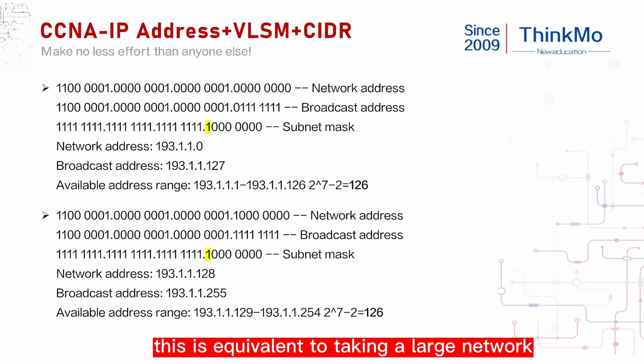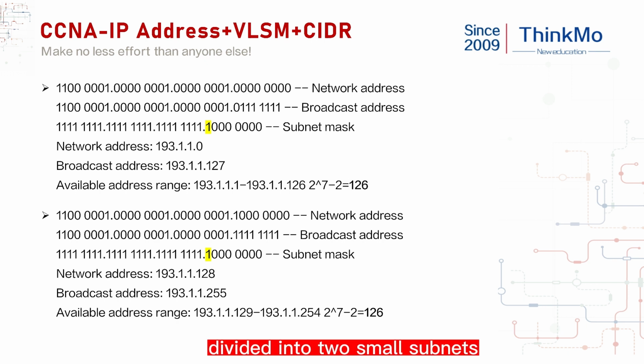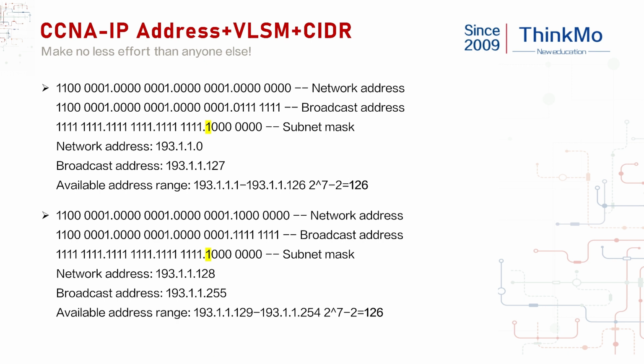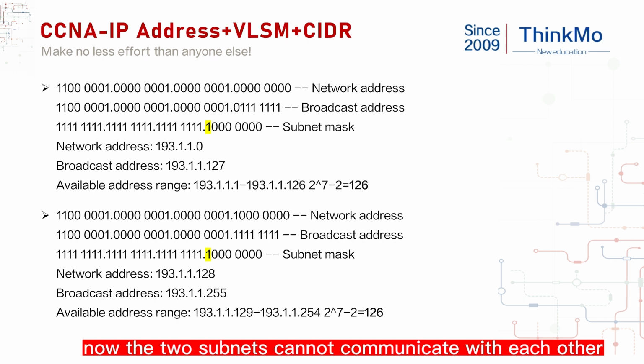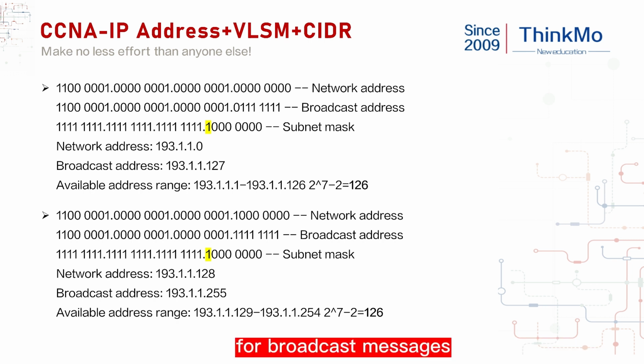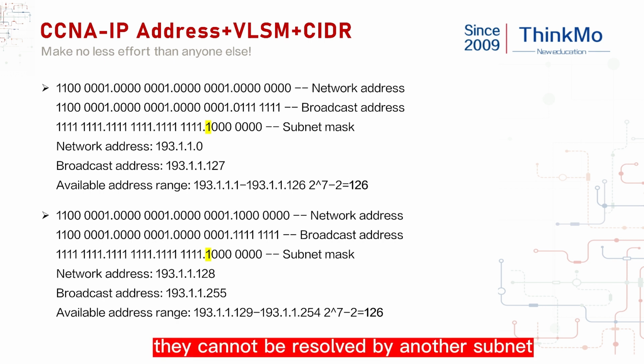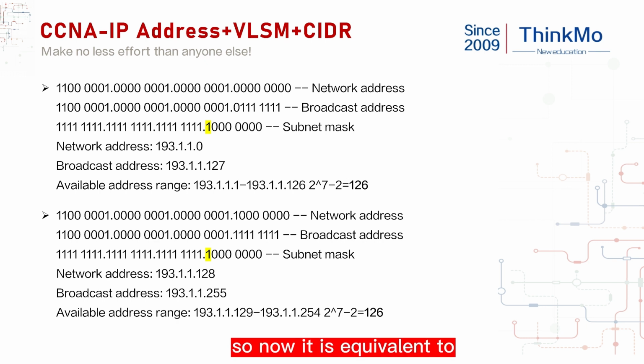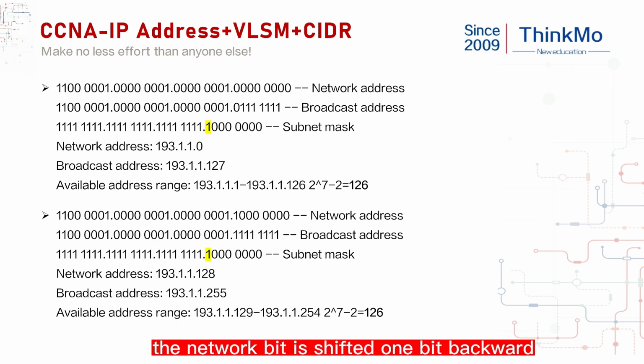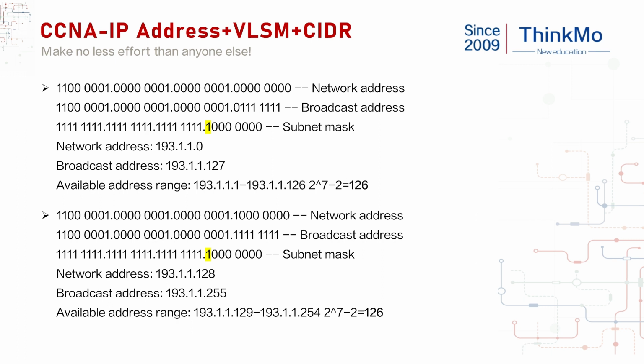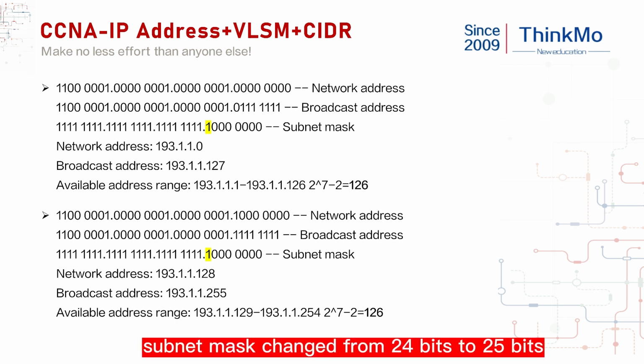This is equivalent to taking a large network and dividing it into two small subnets. Now the two subnets cannot communicate with each other directly. Broadcast messages can't be delivered, or they cannot be resolved by the other subnet. So now it is equivalent to the network bit being shifted 1 bit backward. The subnet mask changed from 24 bits to 25 bits. As a result, the network bit is now increased by 1.